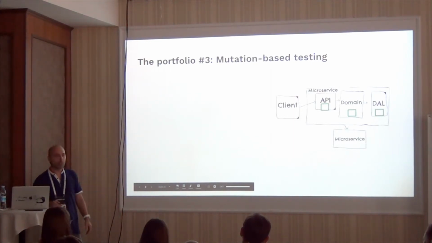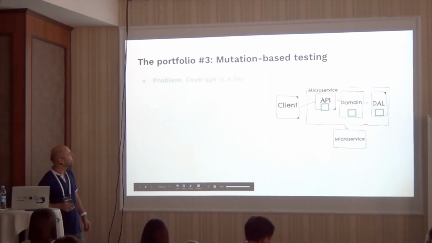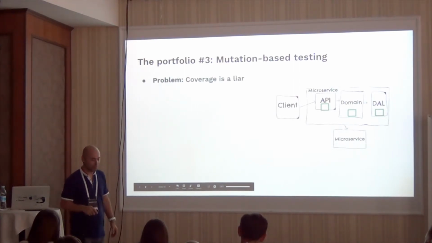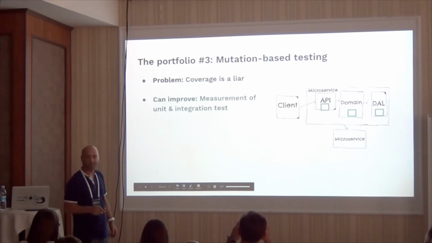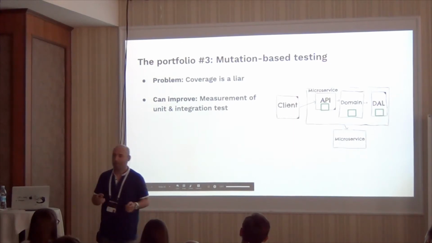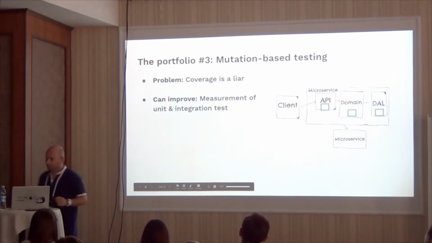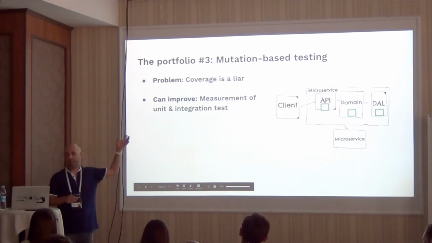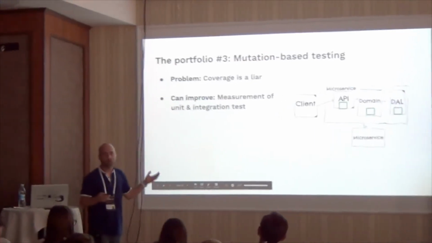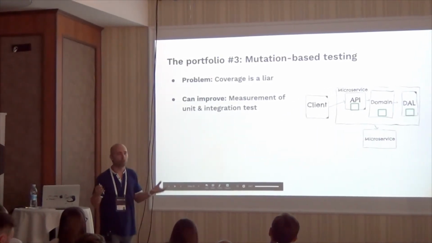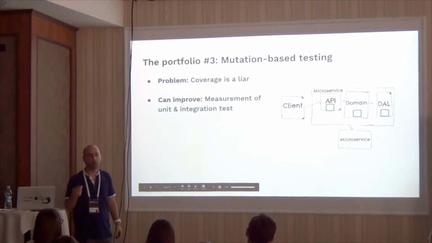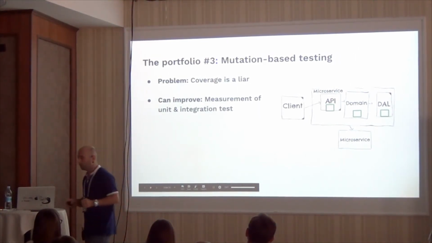Next one is mutation-based testing. And it aims to handle the fact that coverage sometimes is a liar. And what do I mean? I think that I better show this with a demo. By the way, this is not a testing type. It's a technique to measure test effectiveness, like coverage. I just wanted to show you that there are newer techniques not only for test types, but for almost everything in the testing ecosystem.